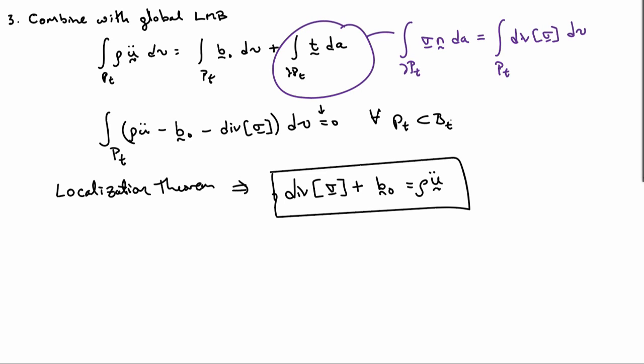So that was the third part of Cauchy's theorem that we were trying to prove. And if I write this out additionally, it's sigma ij comma j, so that's divergence, plus b naught i is equal to rho u double dot i. And so this really is a statement of linear momentum balance, but it's the local form.